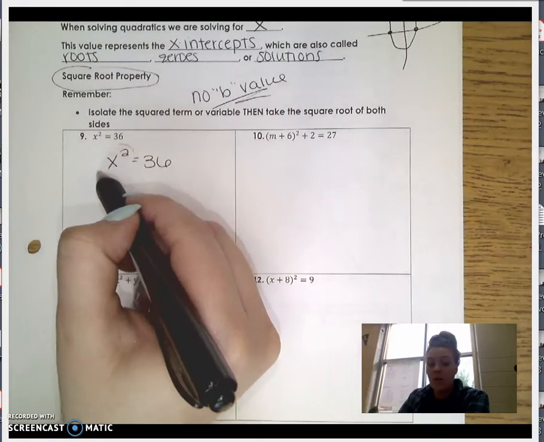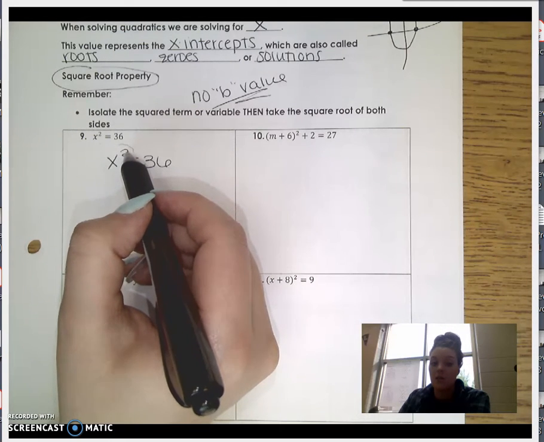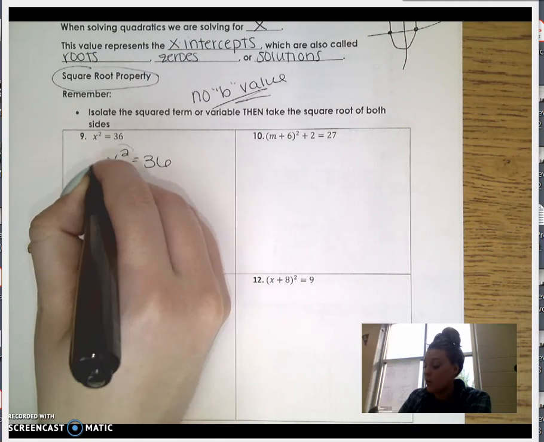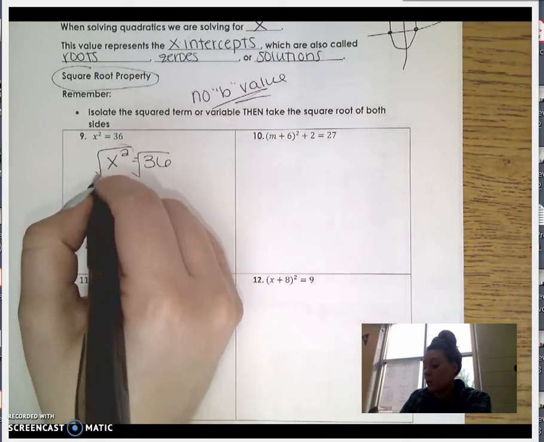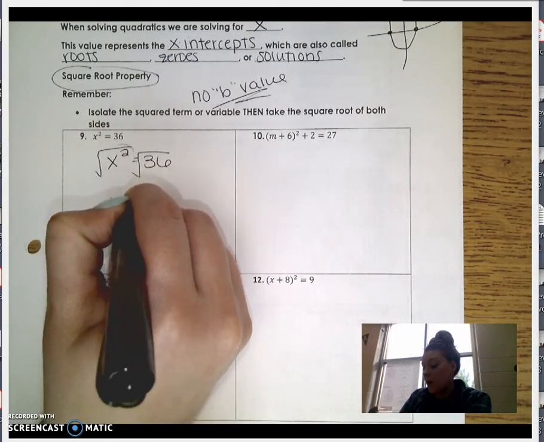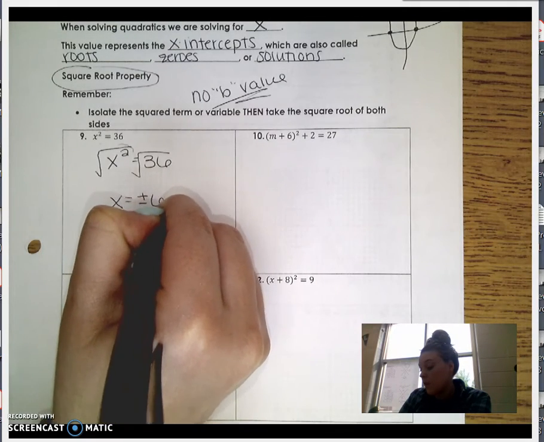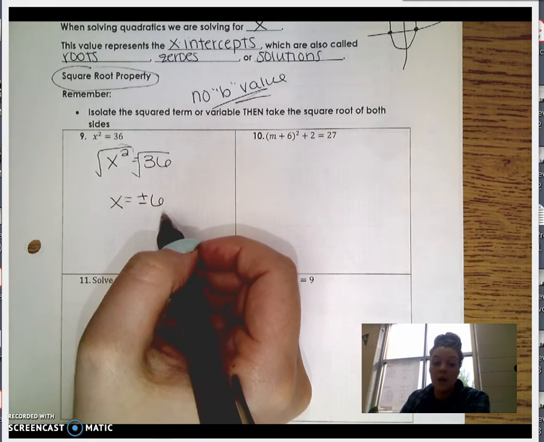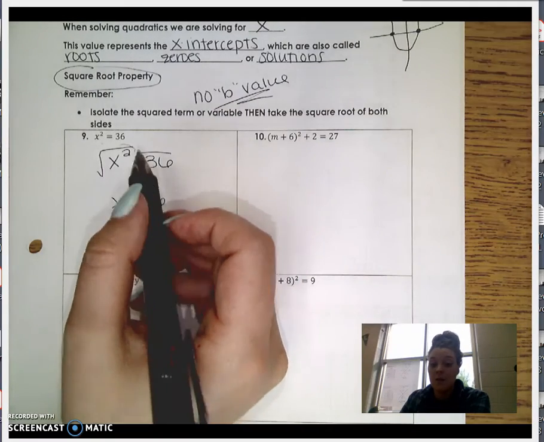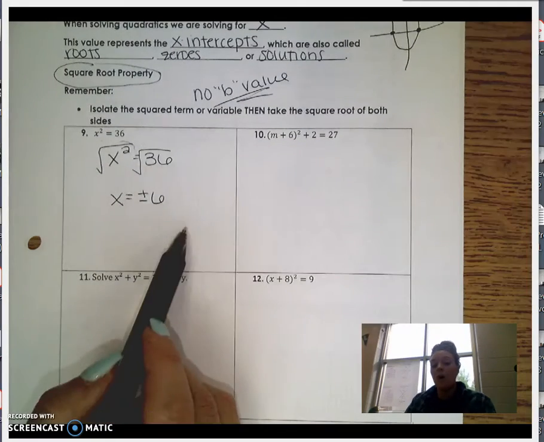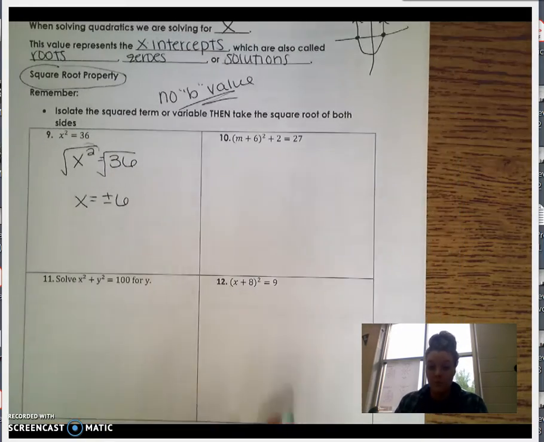Once you have your squared term isolated, so all we have on the left-hand side is x squared, you can take the square root of both sides. The square root of x squared is x, and the square root of 36 is positive and negative 6. Positive 6 times positive 6 is 36. Negative 6 times negative 6 is 36. So we always have that plus and minus sign whenever we're taking the square root.